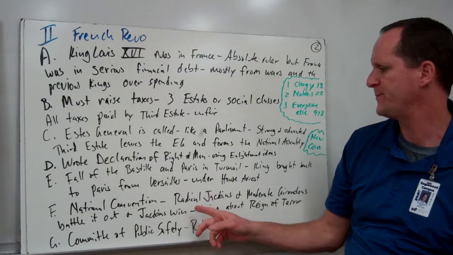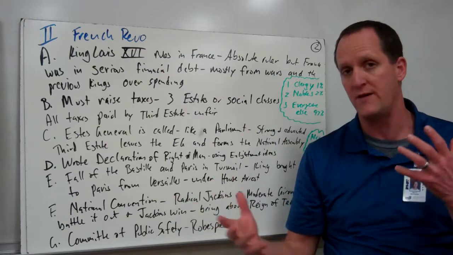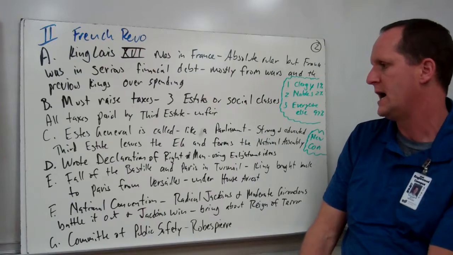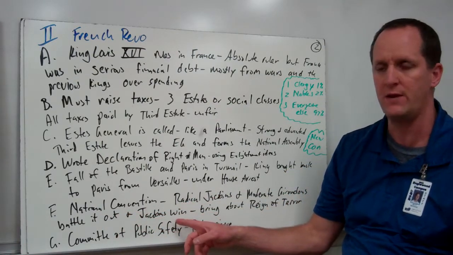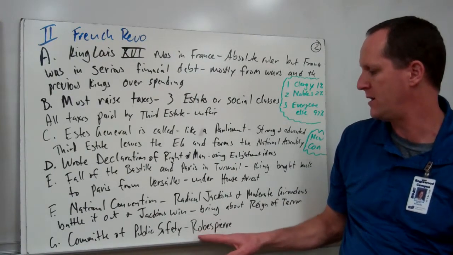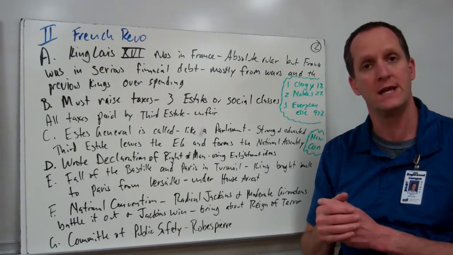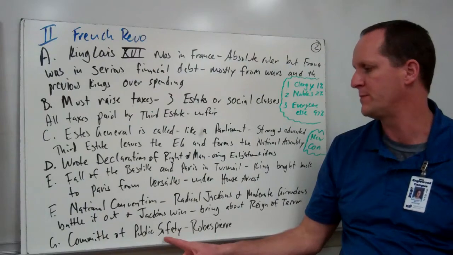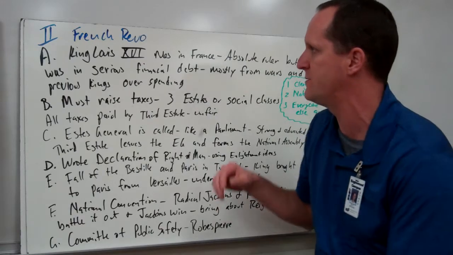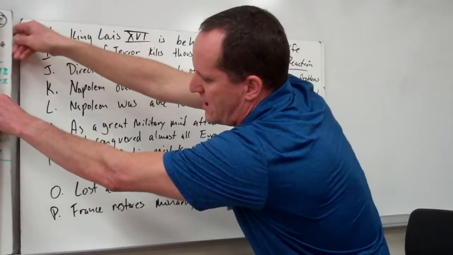The National Convention, you have two different political parties that are primarily in control, just like we have the Democrats and Republicans. They have the radical Jacobins and the moderate Girondins. They kind of battle it out, and the Jacobins win. And they bring about the Reign of Terror. And during this Reign of Terror, a young man named Robespierre becomes the leader. He leads up the Committee of Public Safety, and then anybody who's against the French Revolution, boom, they deserve to be killed or imprisoned.